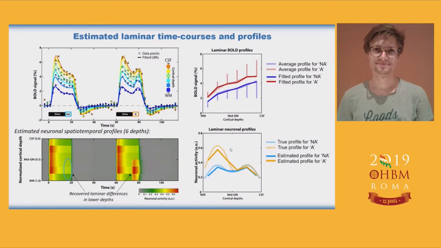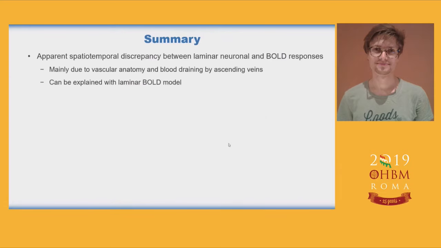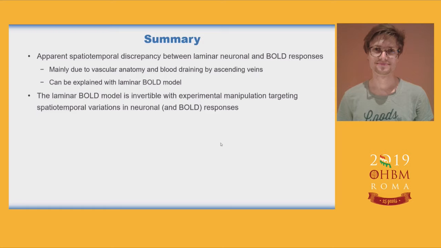So with that, I would like to summarize that there is an apparent spatio-temporal discrepancy between the laminar neuronal and BOLD responses, and this is mainly due to vascular anatomy and blood draining by ascending veins. And we can actually explain this with a laminar BOLD model. I also showed you that we can use the model, or that the model is invertible, but we need experimental manipulation that targets spatio-temporal variations in the neuronal and BOLD responses to do that.